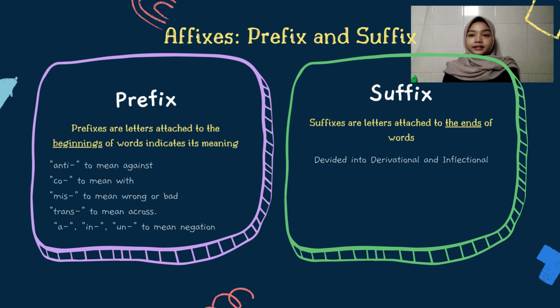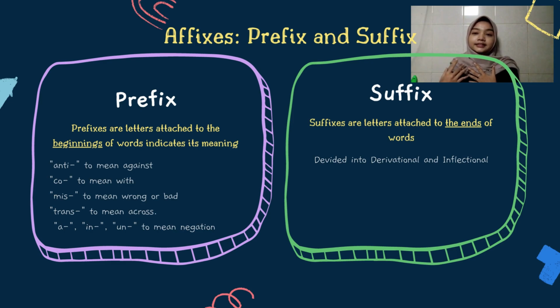A prefix is a letter or group of letters attached to the beginning of the word that partly indicates its meaning, such as anti meaning against, co meaning with, mis meaning wrong or bad, and trans meaning across. And the most common prefixes in English are those that express negation, like a in the word asexual, in in the word incapable, and un in the word unhappy.